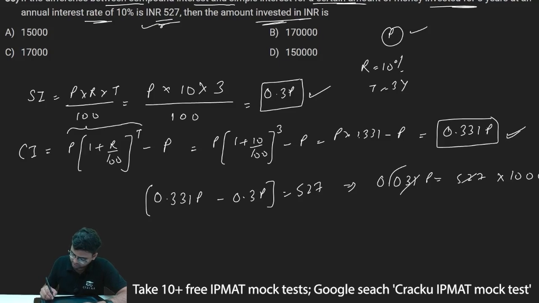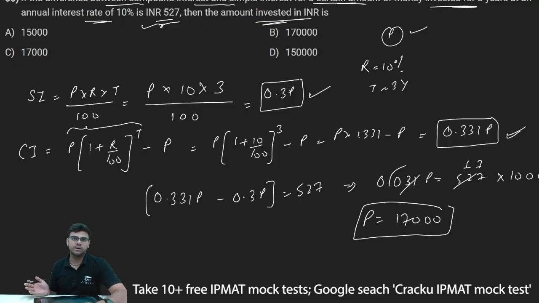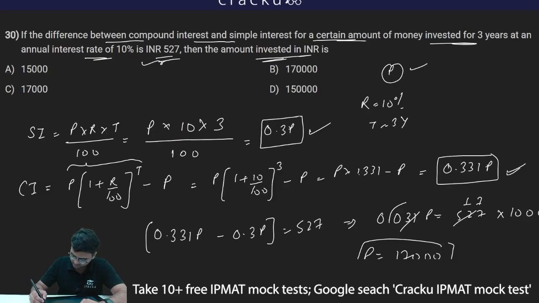So 31 and 527, this is 1, and 217, this is 7. So the principal amount will be equal to 17,000 rupees. Thus, if I invest 17,000 rupees in simple interest and compound interest schemes in two different schemes, and the rate of returns is 10%, and for 3 years, the difference will be 527, and therefore the principal amount is option C, which is rupees 17,000.